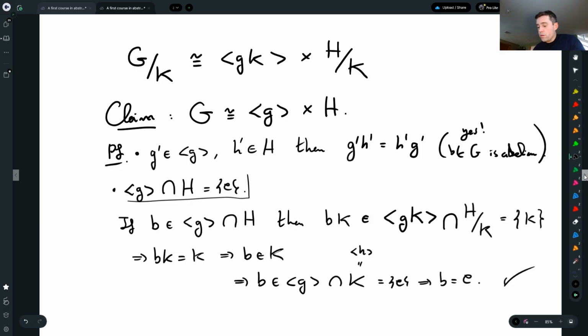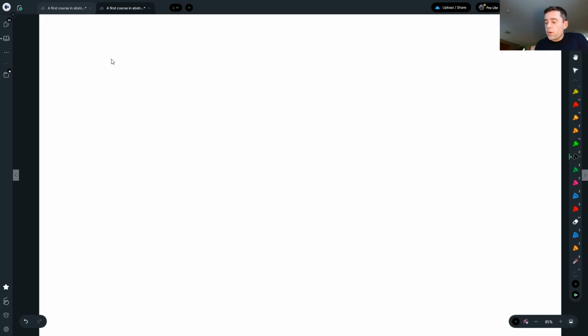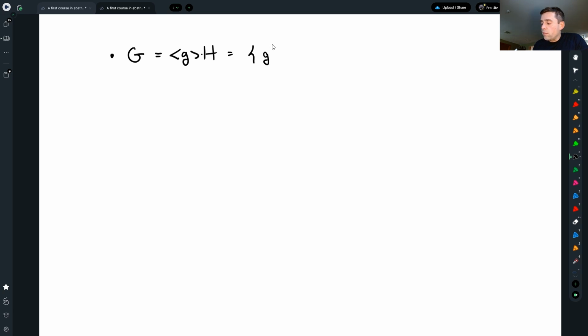The last condition to prove that something is an internal direct product, we need to check that G is indeed the product of the two. So like this, i.e., that there is always some power of G and some element of H. So for some T, some integer, and some H in H, that gives me all of G. Okay, so whenever I multiply powers of G times something in H, I do get all of G.